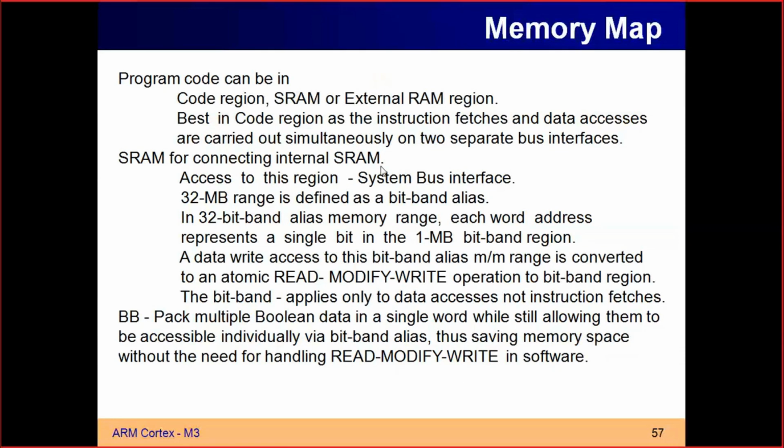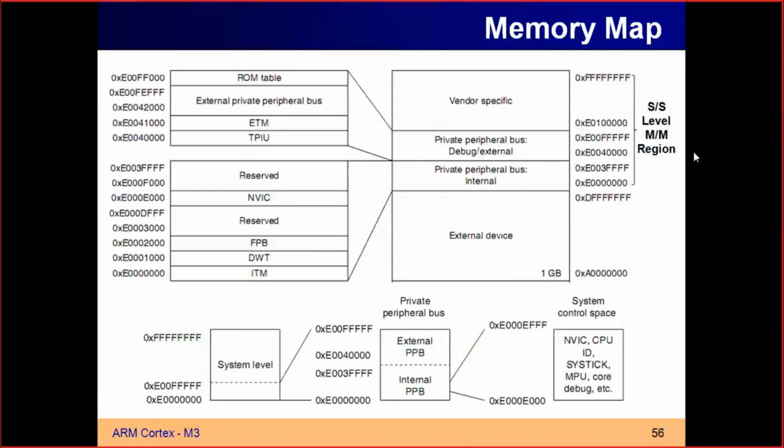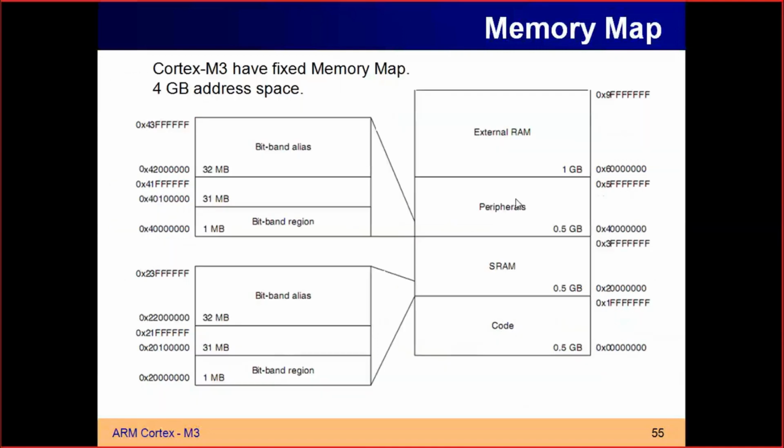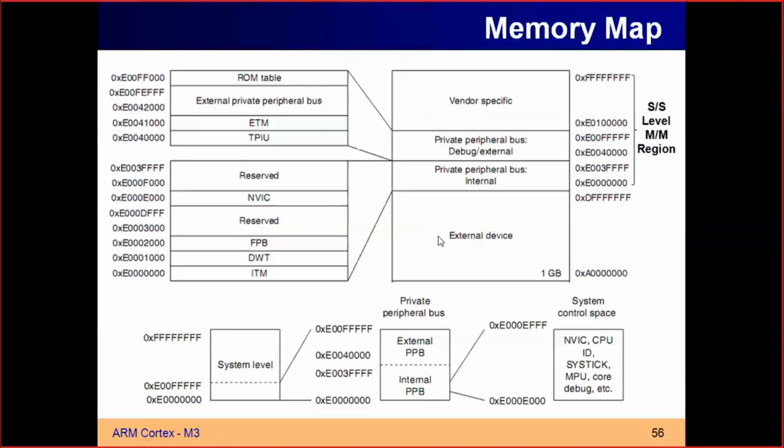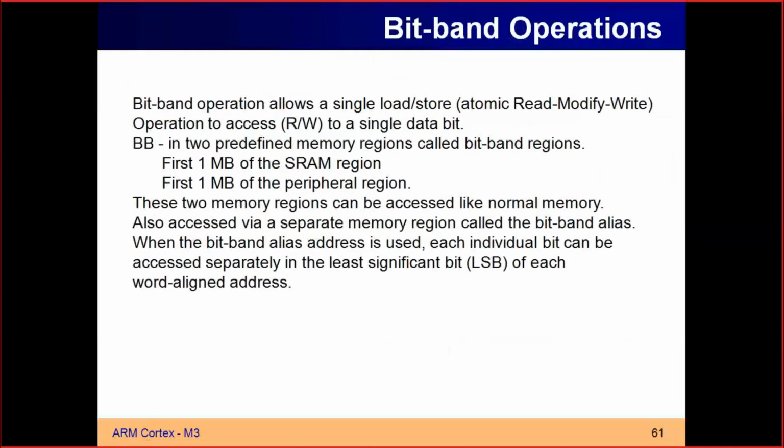Then here you can see a 32 MB bit band alias is there, and a 1 MB bit band region is there. What do you mean by that? We will see it in detail, but here we will give one small introduction. So bit band region means, or I will go to that slide, then we will come back. This is known as a bit band operation.